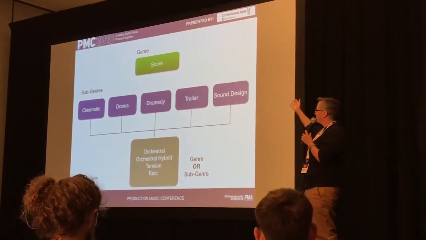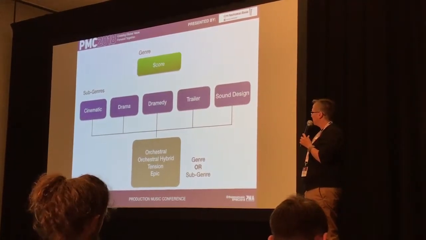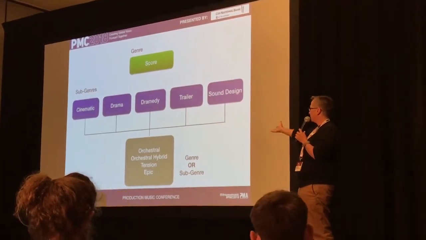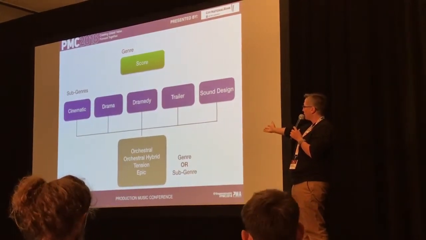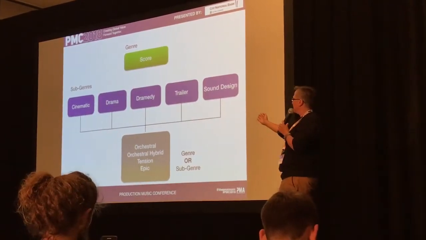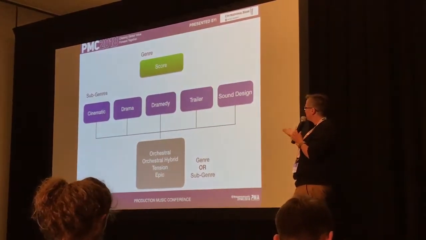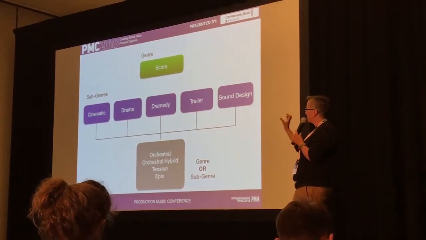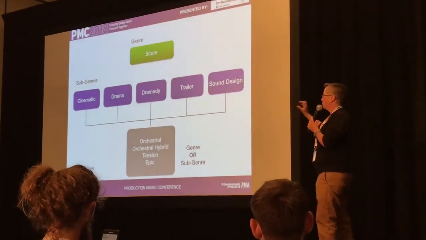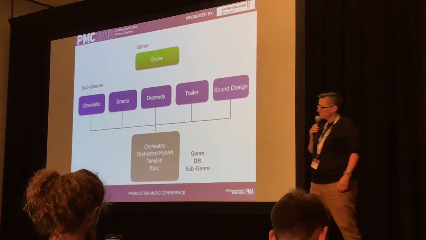So I'm using score as a genre, and these are some subgenres that may fit under there: cinematic, drama, dramedy, trailer, and sound design. And then also below in gray, I put these tags as gray because they're kind of universal, they're kind of flexible, they can be tags that describe cinematic or drama or dramedy. So you can either use those as a genre or a subgenre that actually complements the subgenres in blue. I don't usually use them only, I usually use them with one of the other subgenres as well.